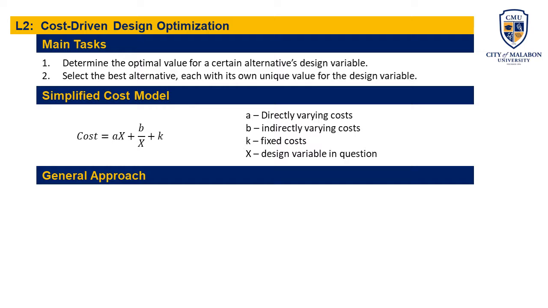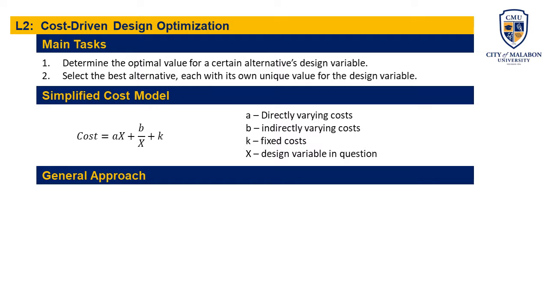In a particular problem, the parameters A, B, and K may actually represent the sum of a group of costs in that category. And the design variable may be raised to some power of either directly or indirectly varying costs. It depends on the problem.